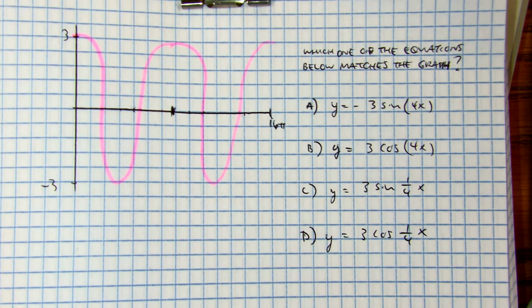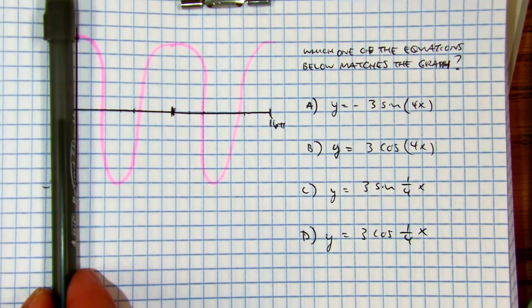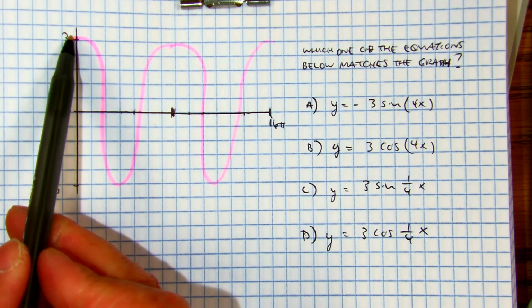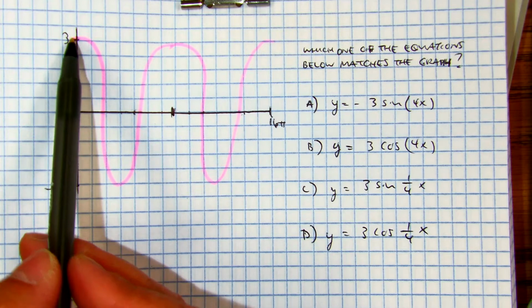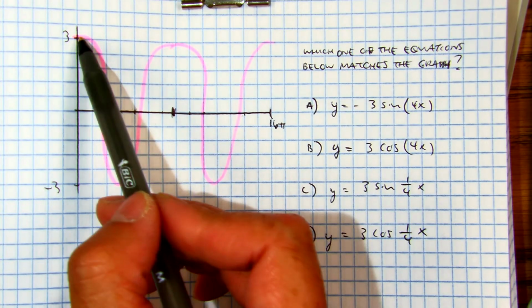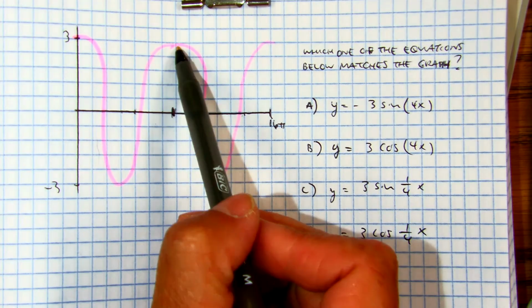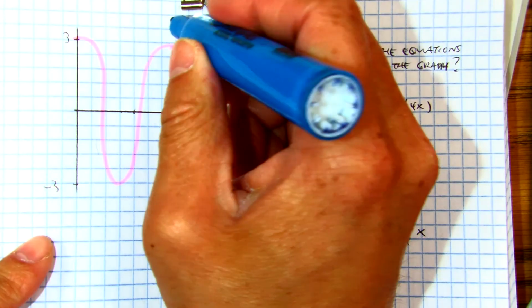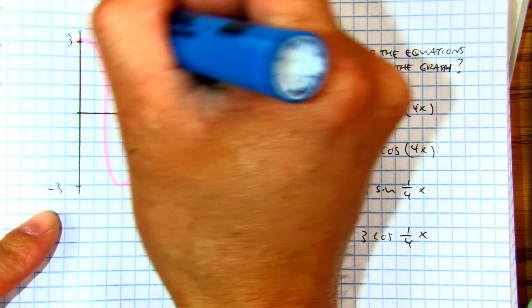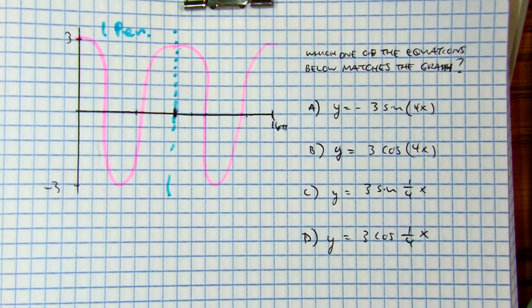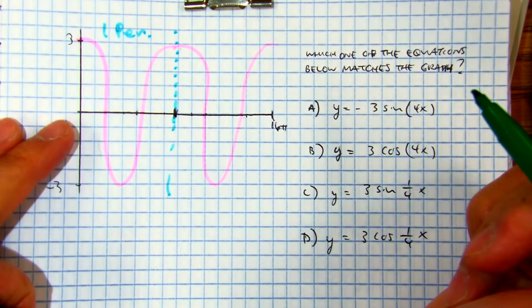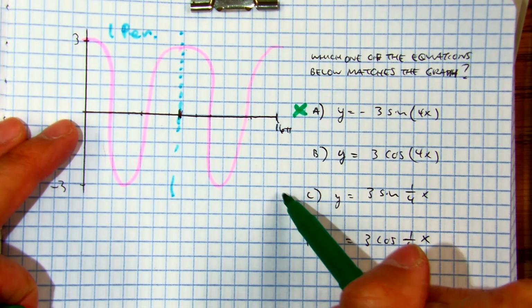As I heard some students talk about, look at the starting point. Class, is it starting at 0? No. If it was starting at 0, that would be sine. Here it's starting at 3, or you can think of it as 1. And then there's my first period. Let me mark the first period. So 1 period. So I know that it's cosine, right? Which means I can eliminate which ones? A and C.